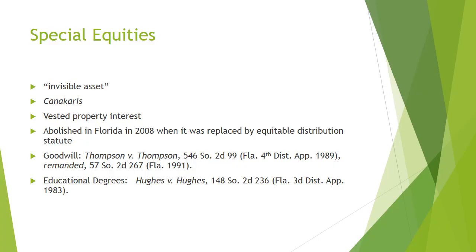So let's talk about the case of Canacaris again. In Canacaris, the court clarified the term special equity, and the court directed that it be used only when analyzing a vested property interest. All right, a vested property interest is an immediate fixed right of present or future enjoyment. So it's an immediate right and it's a fixed right. It may not be tangible, so it's a future enjoyment or a present enjoyment. That's what a vested property is.